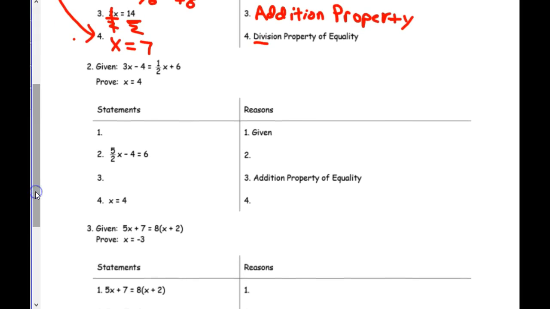Okay, number 2. Now, first step is always what? Given. Now, it already says given, but we're going to write this thing right there: 3x minus 4 equals 1/2 x plus 6. You always are given the first step, so you're always going to write the first step, right?